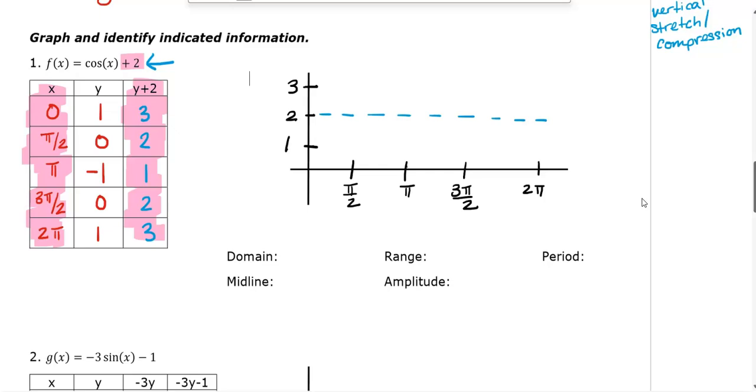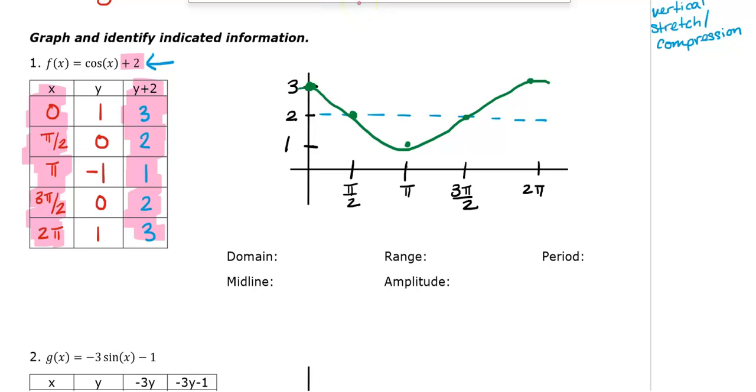And then I'm going to go ahead and just plot these points. At 0, we're up at 3. At pi over 2, we're at 2. At pi, we're at 1. At 3 pi over 2, we're up at 2. And at 2 pi, we're back up at 3. So we have that going on with our graph. That is exactly what I just need to graph.